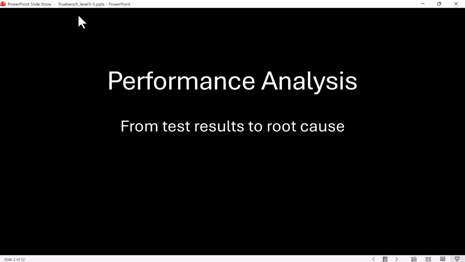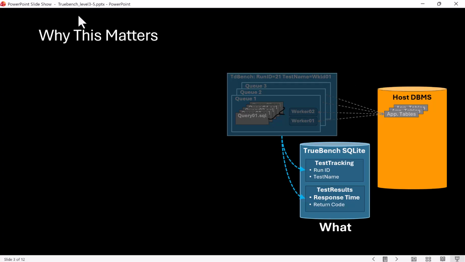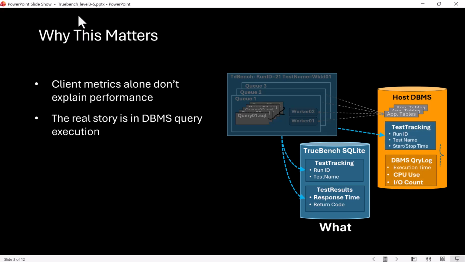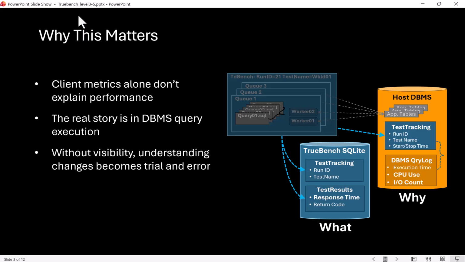This video demonstrates how TrueBench detects changes in performance and helps you to analyze why those changes occurred. Client metrics tell you what the response time was, but when it changes, the question is, why? The DBMS query logs can explain that, showing CPU and I/O usage, and what else was running on the platform. Without that visibility, fixing reliability and performance issues becomes trial and error.